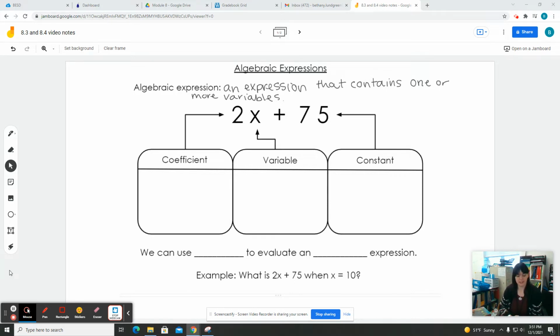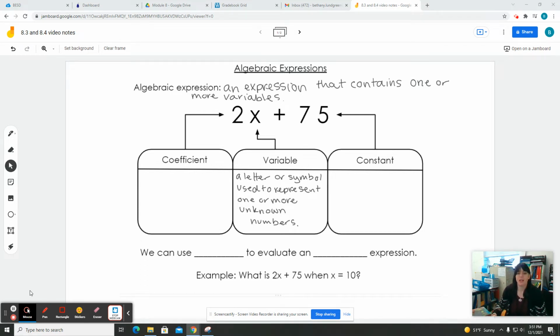Okay, our variable x. A variable is a letter or symbol used to represent one or more unknown numbers. Okay, this is what a variable is. So that x can mean any number. We can call that x any number we want. The x is basically just a letter or a symbol that represents a number.